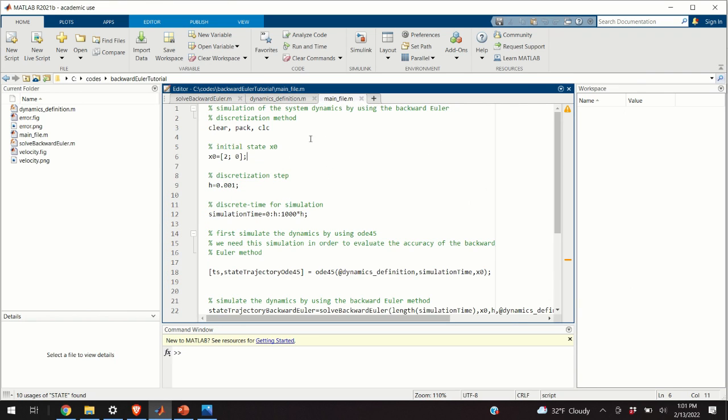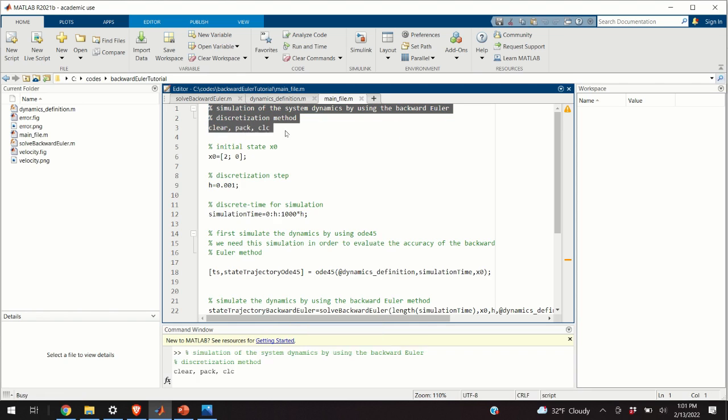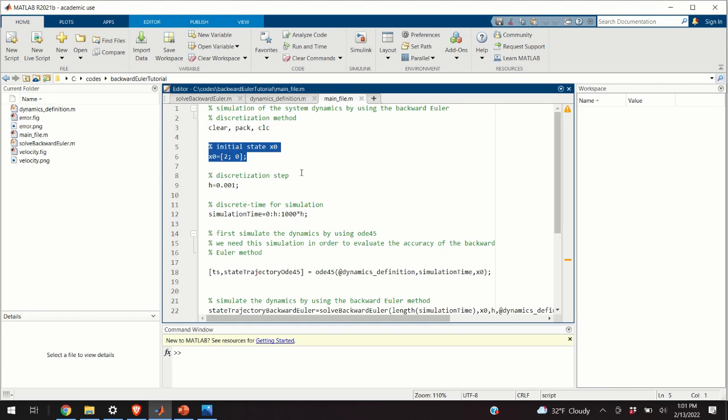function. And so here's my main function. It's the driver function that's being used to simulate the dynamics. First, I clear and pack my workspace. This is always a good practice. Then I define the initial state, in my case 2 and 0, so the initial angle of rotation will be 2 radians, and the velocity will be 0.